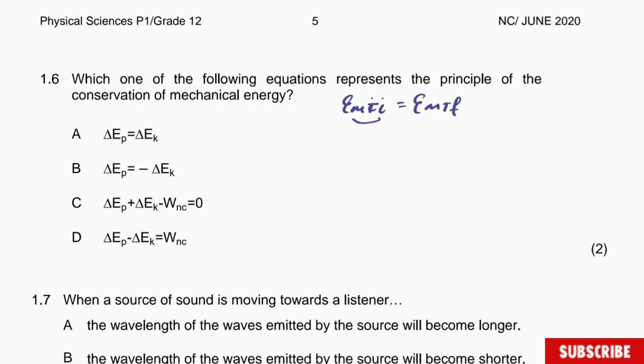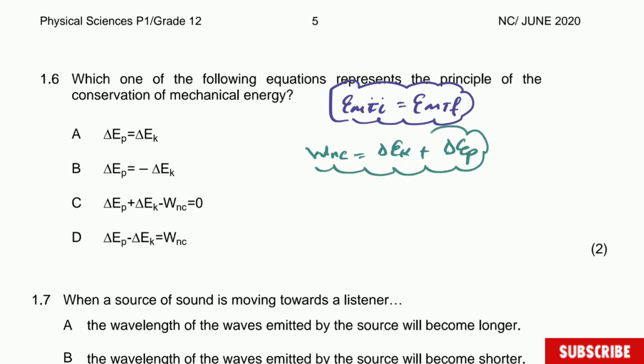Now, the system must be isolated. This one is the main principle. However, in this case, what they used is the change in kinetic energy. So you must also know that the work done by the non-conservative forces is equal to the change in kinetic energy plus the change in potential energy. This is a very important law.